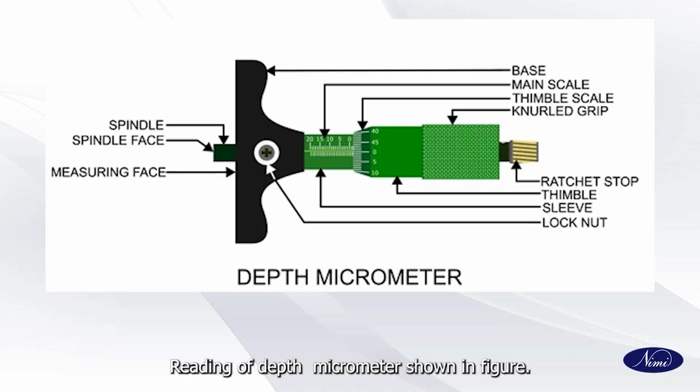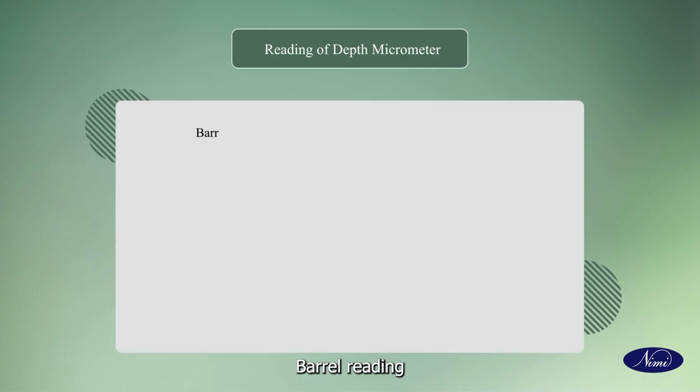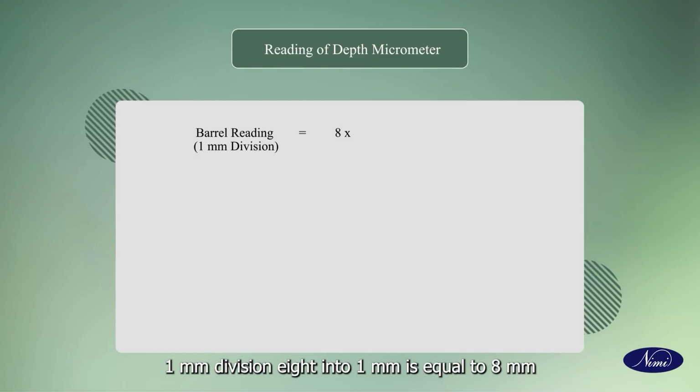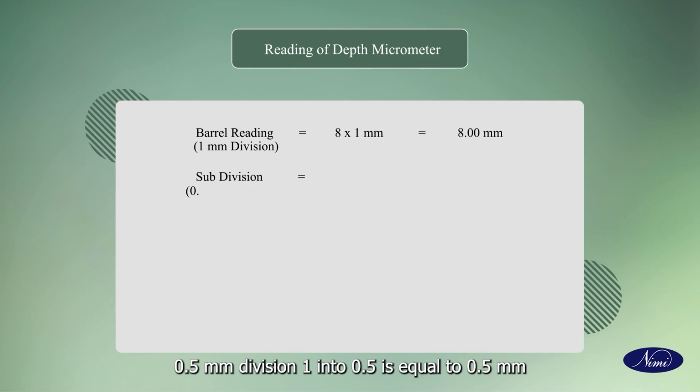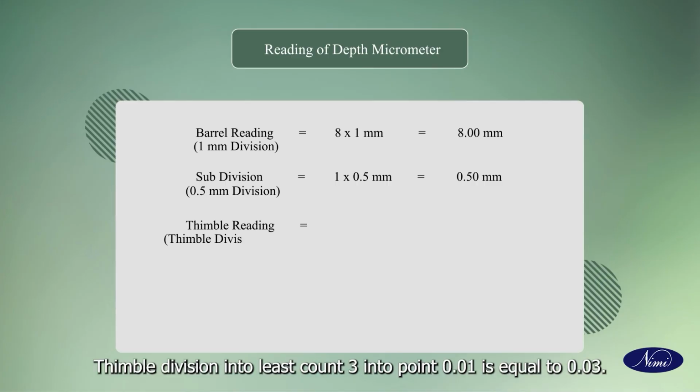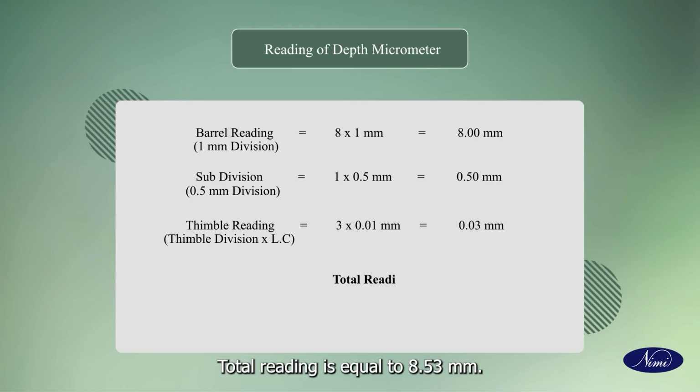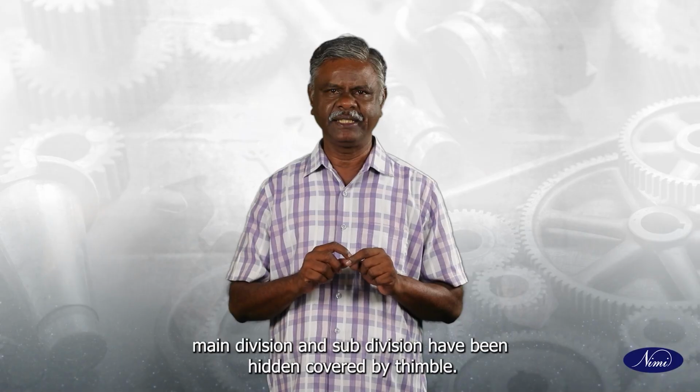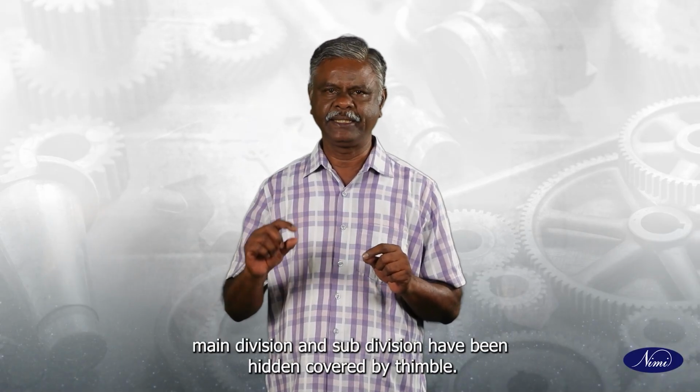Reading of depth micrometer shown in figure. Barrel reading 1 mm division, 8 into 1 mm is equal to 8 mm. Subdivision 0.5 mm division, 1 into 0.5 is equal to 0.5 mm. Thimble reading, thimble division into least count, 3 into 0.01 is equal to 0.03. Total reading is equal to 8.53 mm. In barrel reading, main division and subdivision have been hidden covered by thimble.